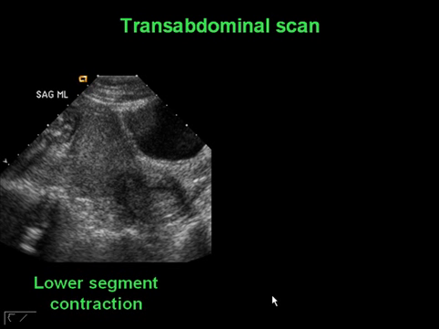Here's a transabdominal scan in a patient with a lower uterine segment contraction. We know that the cervix is down here behind the bladder, but we have no idea where the internal cervical os is because of the contraction of the lower uterine segment, such that the anterior and posterior walls of the cervix are abutting each other and touching each other, preventing us from seeing the amniotic fluid against the internal os.